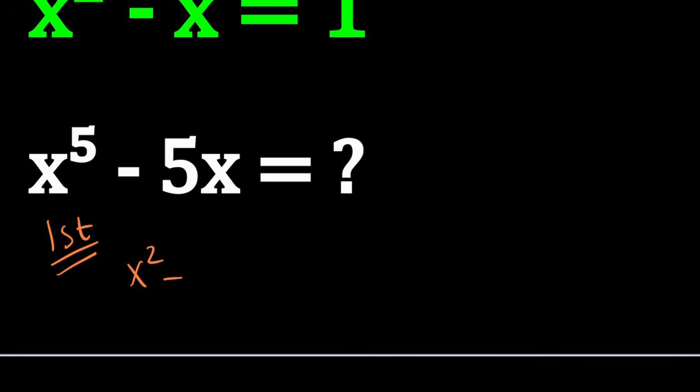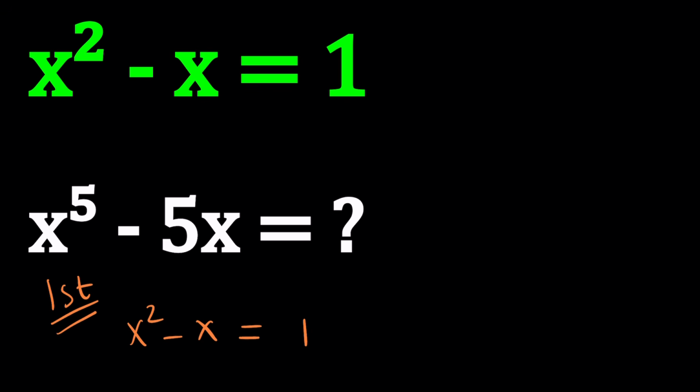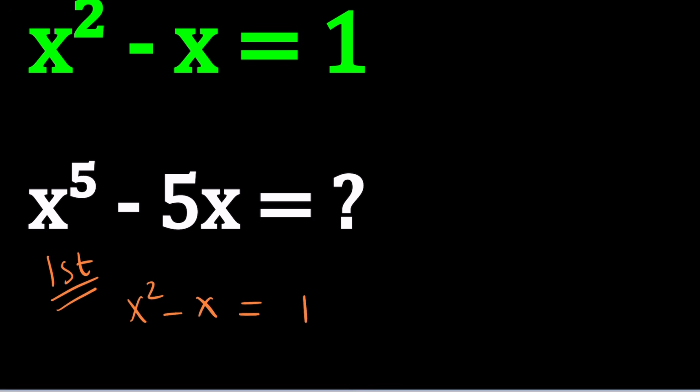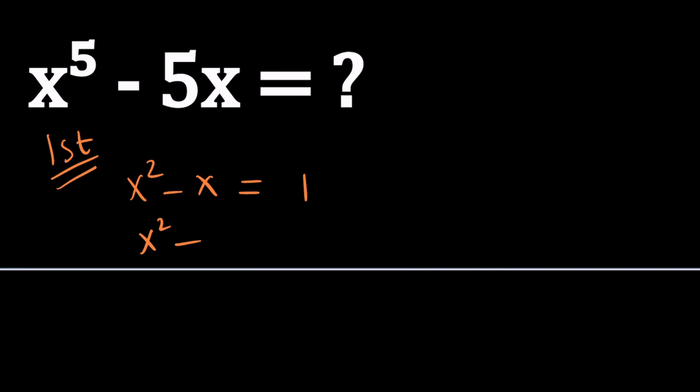So for my first method, I'm going to go ahead and solve this quadratic equation. My goal is to find the x values that satisfy this equation and then substitute them into the second expression, okay? Because we're looking for x values that satisfy the first one, and then for those x values, we need to evaluate the second expression, okay? So let's go ahead and put everything on the same side. You'll probably recognize this equation.